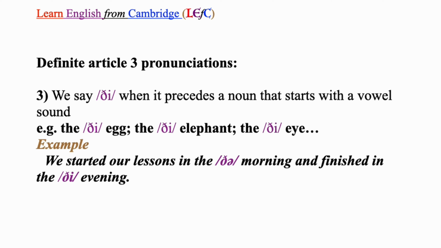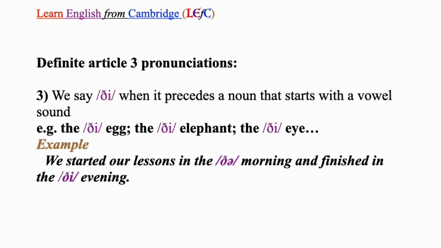I always give my students one example to feed their memory, and it is easy for their memory to save it, to have these two forms, two pronunciations of the definite article, when we use thuh and when we use thee. It's a very simple example. So let's look at the example.